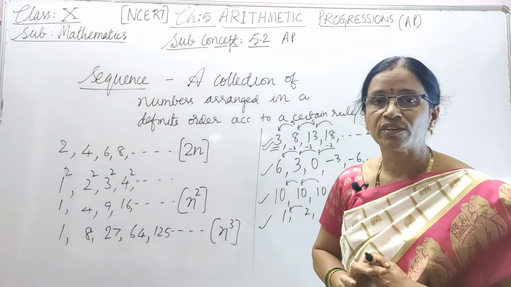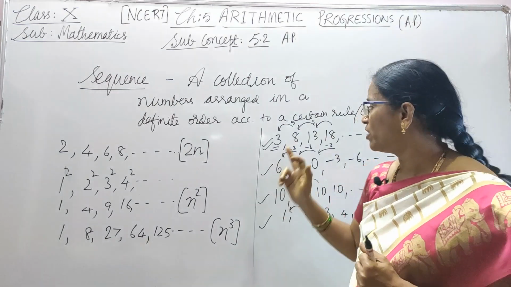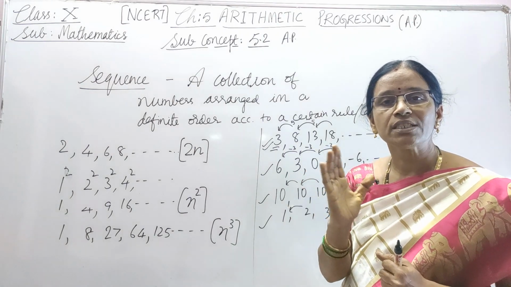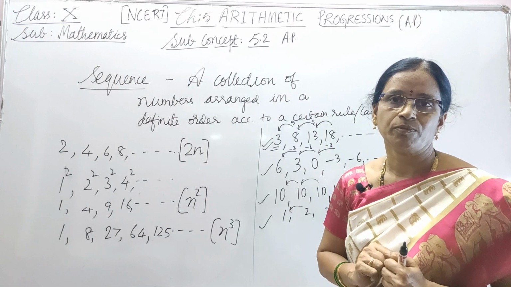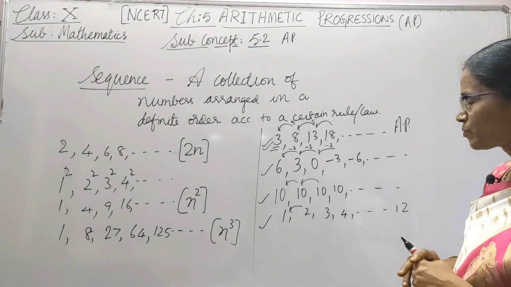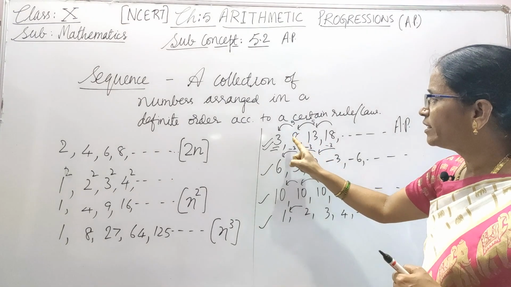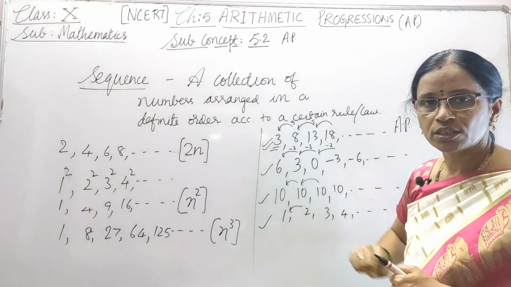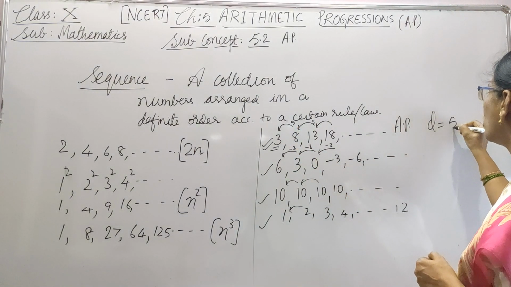So what is the definition of arithmetic progression? It is a sequence in which every term is got by adding a fixed number to the preceding term, except the first term. Here you see the difference between any term and its previous term is always a constant. What is that constant? 5 here. That constant is called the common difference.